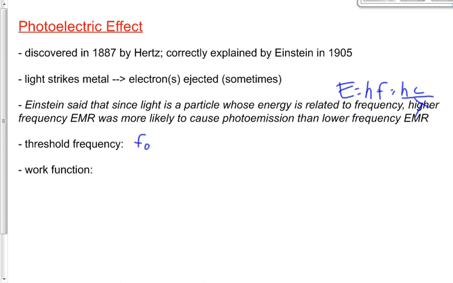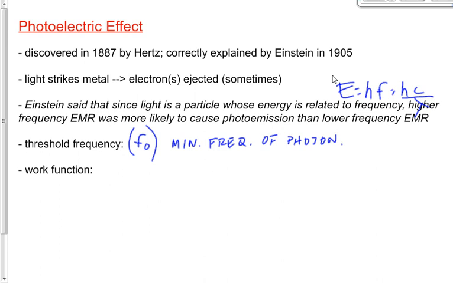All right, threshold frequency. We talked about this a little bit on Friday, given by the symbol f0. Usually when you have a zero subscript, it means like a minimum value. Threshold frequency means the minimum frequency of a photon necessary to eject an electron. If you have a photon above that frequency, a photon will cause an electron to be ejected.